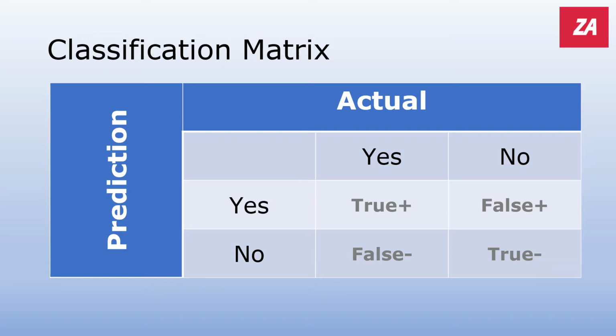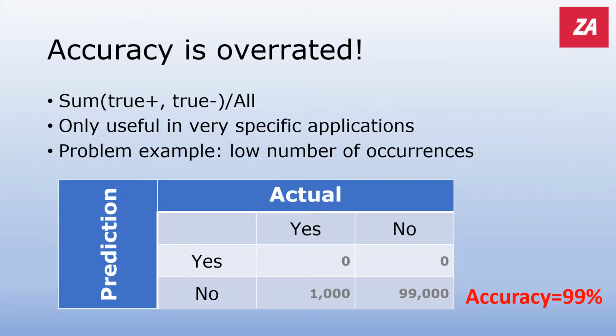So you have true positives, where the actual result is yes and the prediction is yes. You have true negatives, where the actual result is no and the prediction is no. You have false negatives, where the actual result is yes, but the prediction is no. And you have false positives, where the prediction is yes, but the actual is no. So those are the 4 outcomes when you use simple classification.